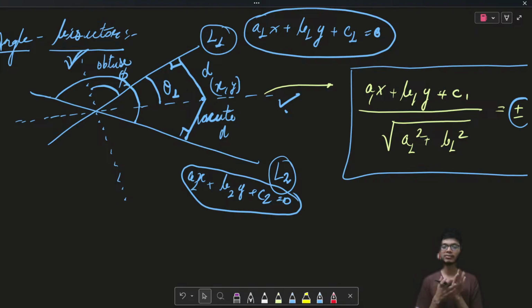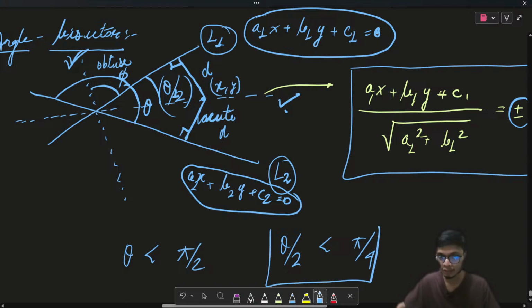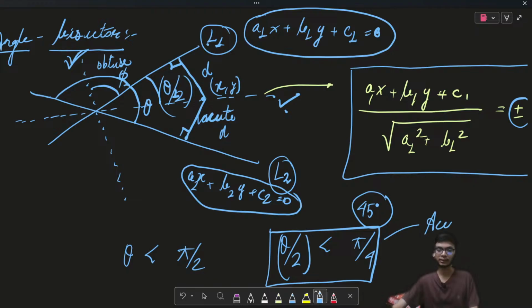Okay, but it is quite a simple idea, right? Because this particular angle is theta, let us say, the bisector angle is going to be theta by 2, right? If I'm saying that theta is less than pi by 2, then theta by 2 should be less than pi by 4. So you try to find the angle between the angle bisector and the line 1, and if that particular angle turns out to be less than pi by 4, that is 45 degrees, then that basically means that you have found the acute angle bisector.